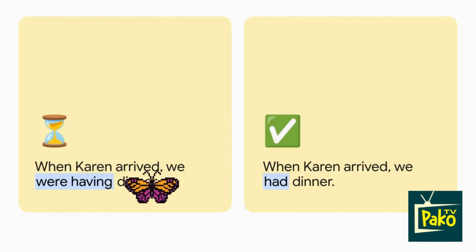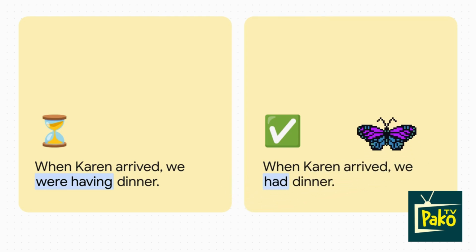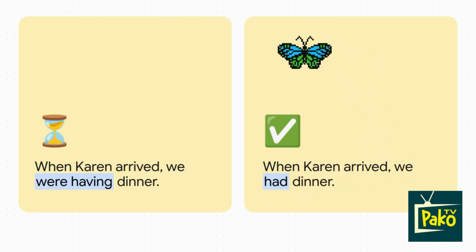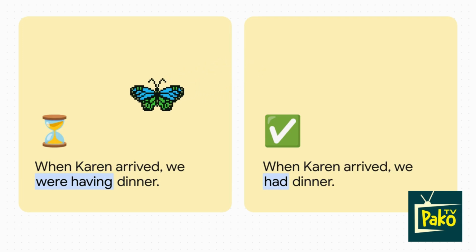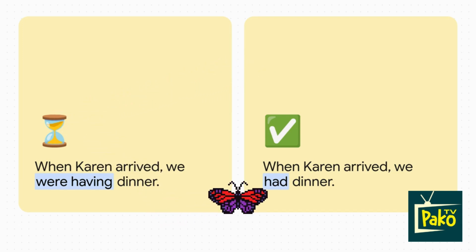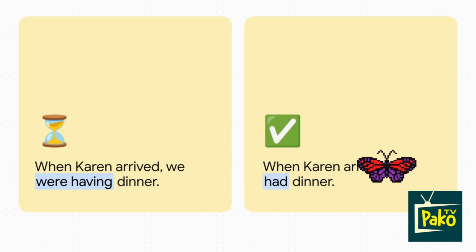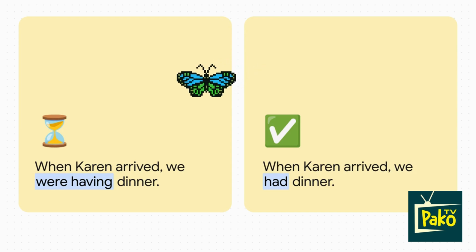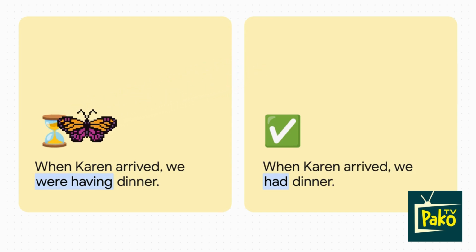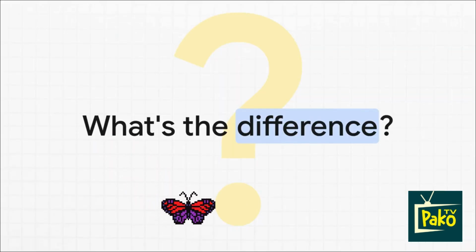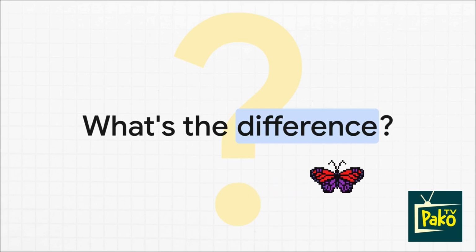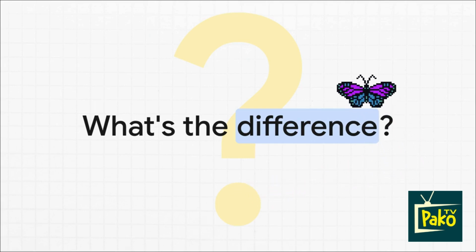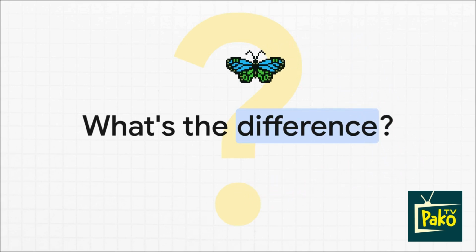So right off the bat, take a look at these two sentences. They look pretty much the same, don't they? I mean, it's just a tiny little difference. But that small change completely flips the story. In one, Karen walks in on a dinner that's already going. In the other, her arrival is the cue to start eating. So how does that happen? How can a couple of little words change everything? So, what is the difference really? What's going on here? Well, the secret is all about understanding what was happening and when it was happening.